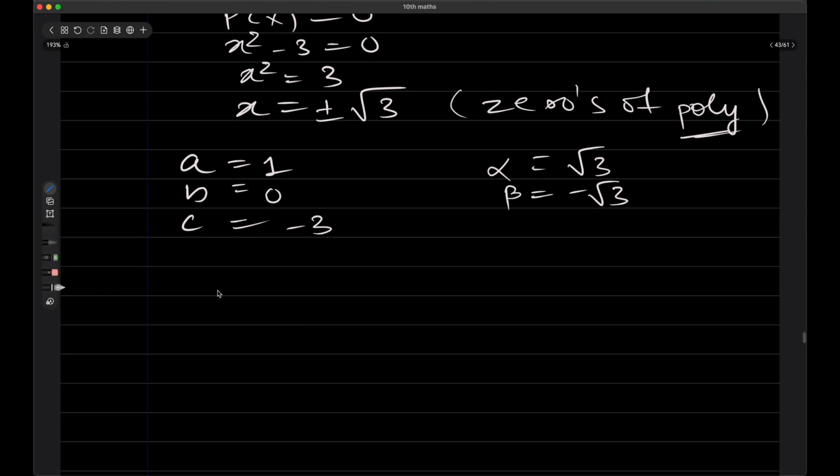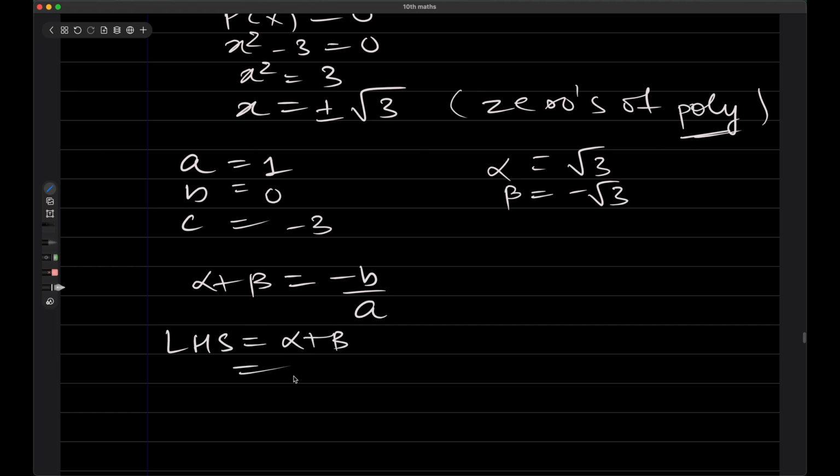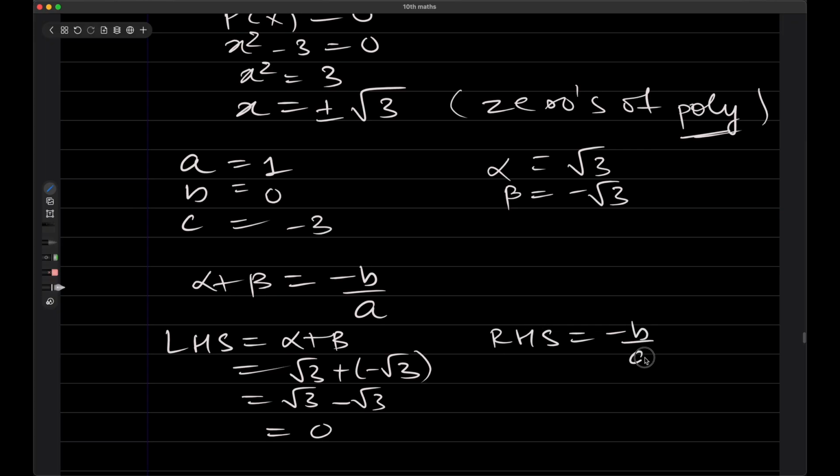So we have the relationship. Let us verify the relationship, that is alpha plus beta equals to minus b by a. We have LHS equals to alpha plus beta, that is alpha is root 3, beta is minus root 3, that is equals to root 3, plus into minus is minus, that is equals to 0. We have right hand side, that is equals to minus of b divided by a, that is minus of b is 0, a is 1, that is equals to 0.